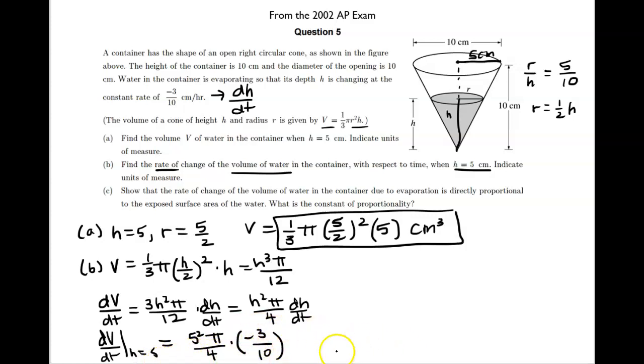And my units for this would be, this is rate of change of volume, so it's going to be centimeters cubed over hours. Where that comes from is the 5 squared, that was centimeters squared, and then this was centimeters over hours, so I get centimeters cubed per hour. That would be my answer for B.